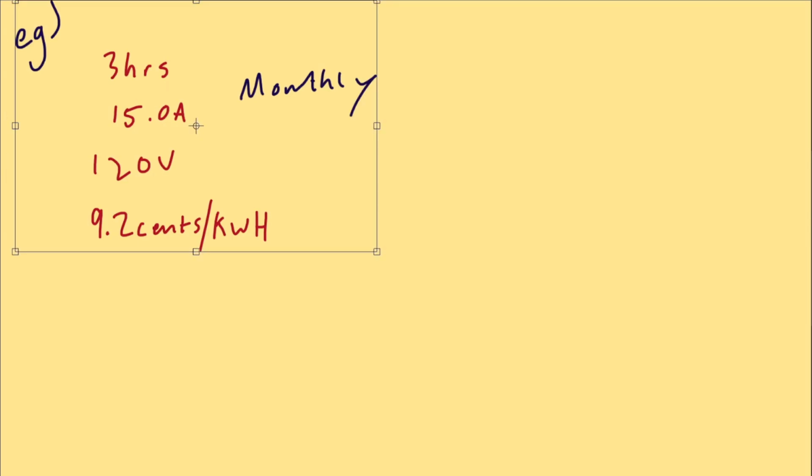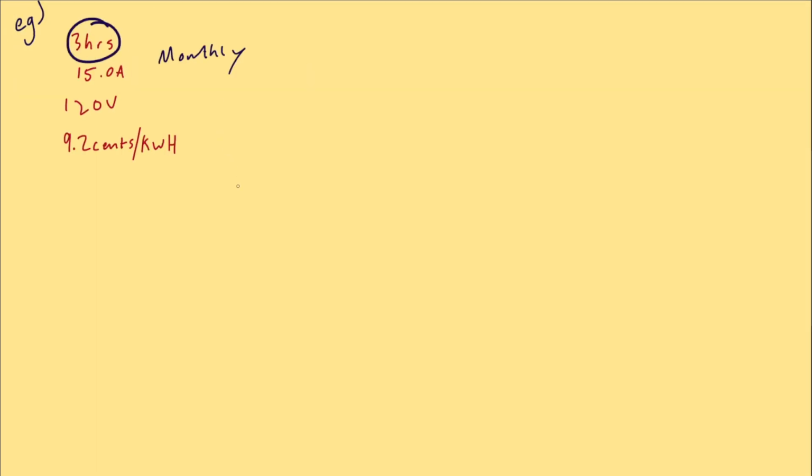How do we do this? First, how long we're actually using the heater per month. 3 hours a day multiplied by 30 days in a month gives us 90 hours per month. Now let's calculate power so that we can find the amount of kilowatts we're using, and then we just have to multiply it by the number of hours we're using it for.